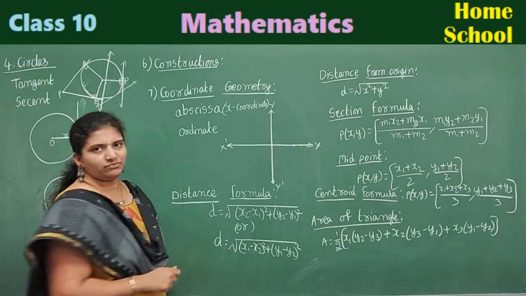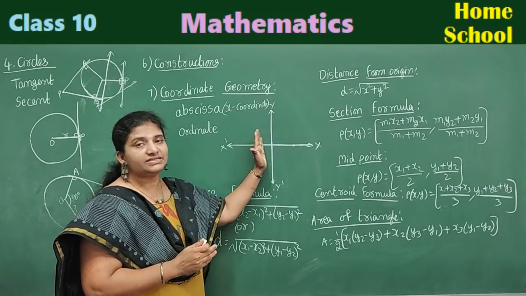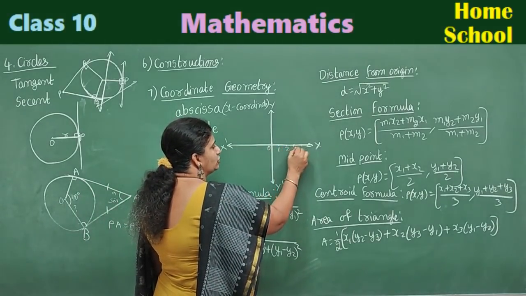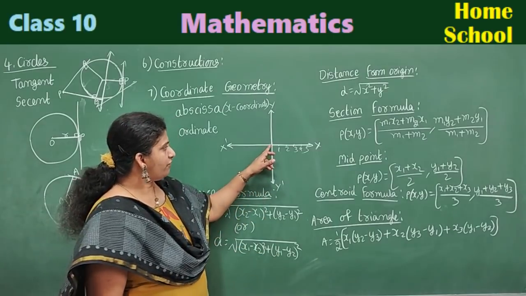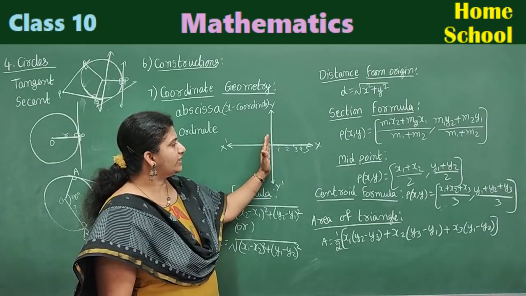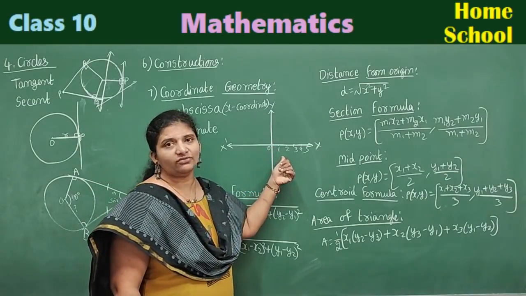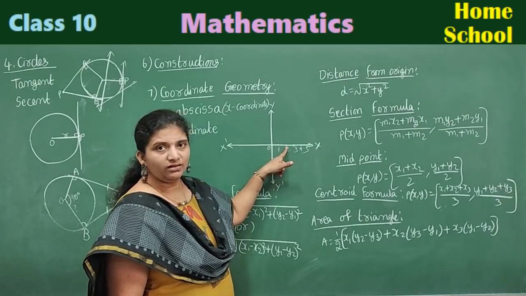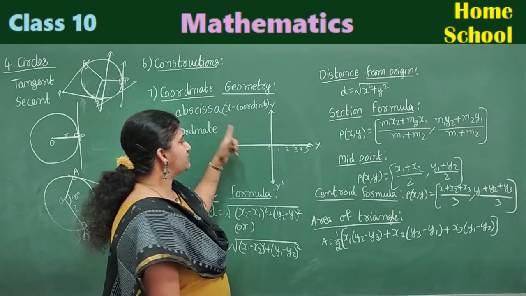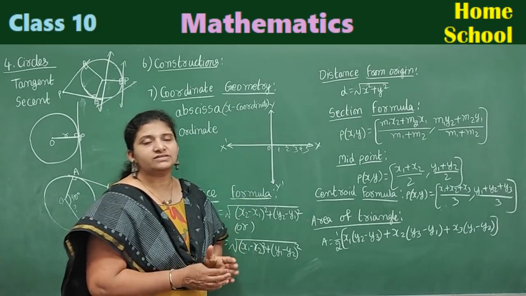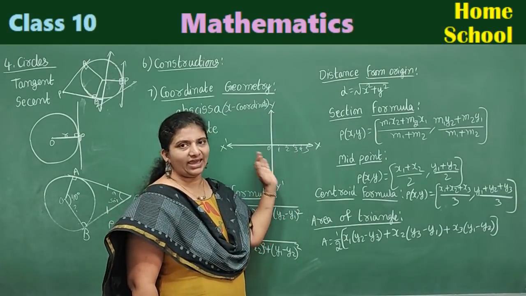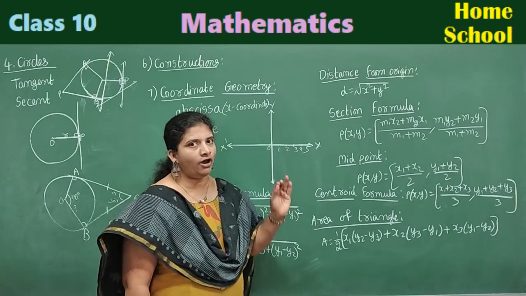X coordinate or abscissa. What is abscissa? The distance from the y-axis. Suppose look here, if I take 0, 1, 2, 3, 4, 5. So from here to here, what is the distance? 1 unit, right? So the x coordinate value is 1. And look here, from here to here, 2 units. The x coordinate value is 2, or the abscissa value is 2. What is abscissa? The distance from the y-axis. Distance of any point from the y-axis is called the x coordinate or abscissa.